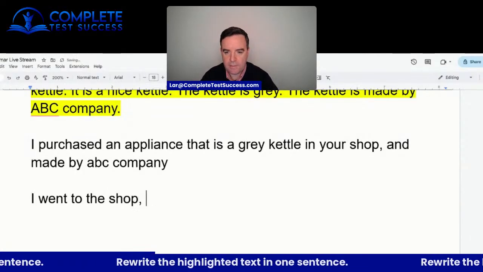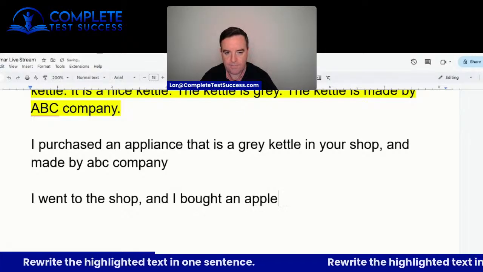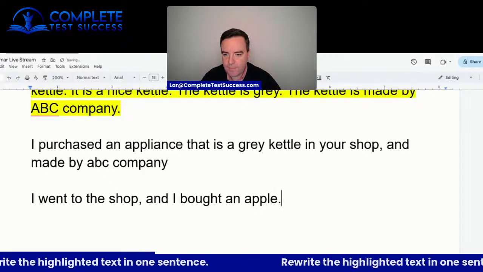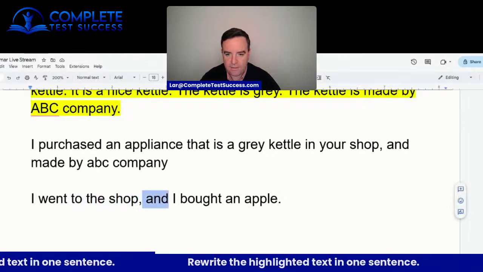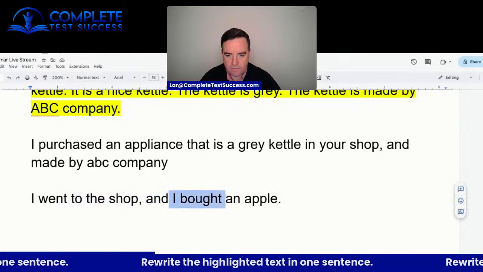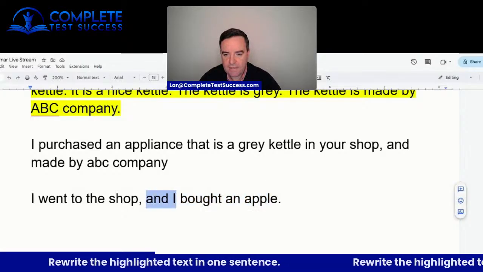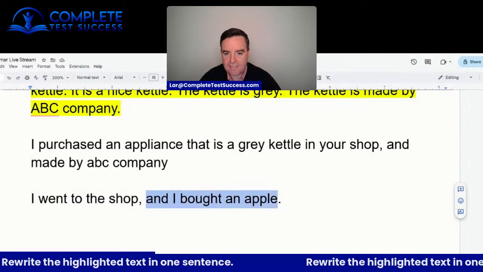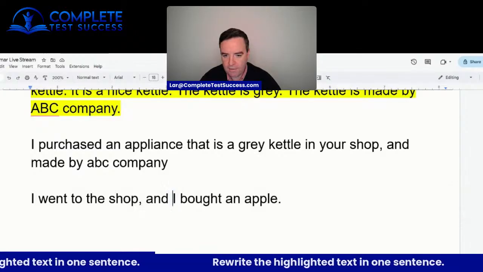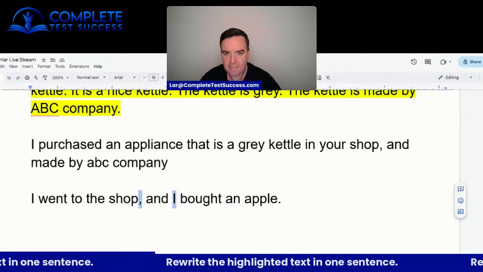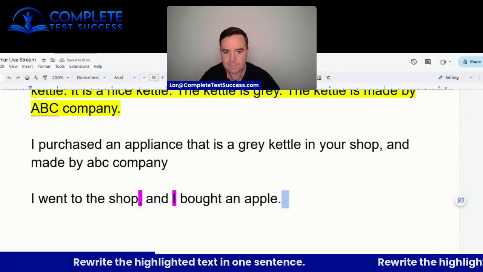I went to the shop and I bought an apple. Okay. So we can see here I have subject plus verb plus object and subject plus verb plus object. So they're two independent sentences. So when I have "and" followed by subject plus verb plus object, that's an independent clause and I need the comma. So because I have the word "I" here, I have a subject. That means that I need to have the comma before "and".